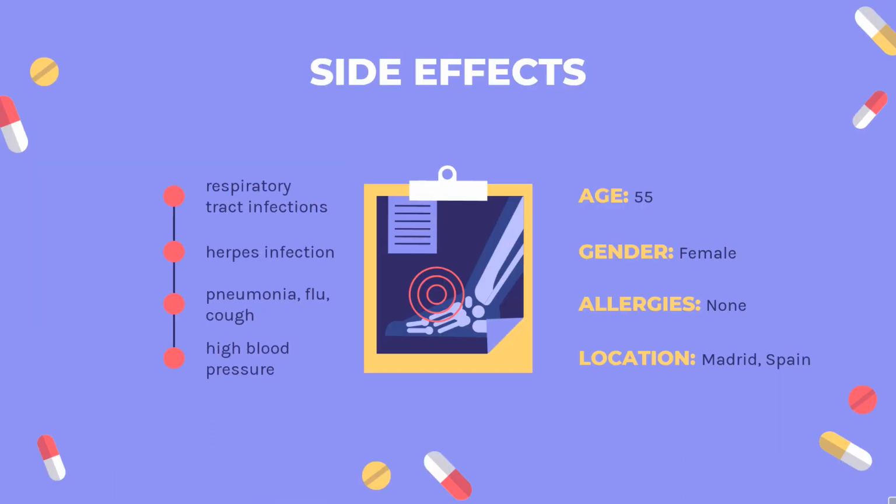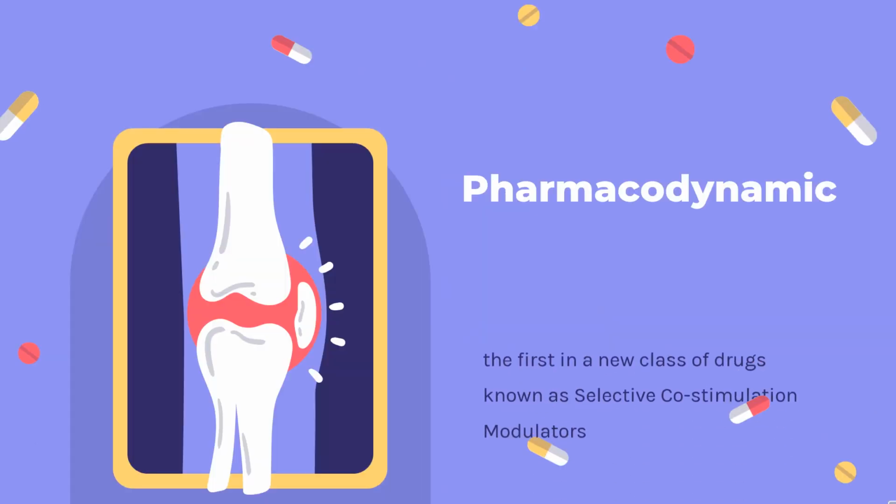Side effects. Very common adverse effects, occurring in more than 10% of people, include upper respiratory tract infections. Common adverse effects, occurring in between 1% and 10% of people, include lower respiratory tract infections, urinary tract infections, herpes infections, pneumonia, flu, cough, high blood pressure, stomach pain, diarrhea, nausea, vomiting, upset stomach, mouth sores, elevated transaminases, rashes, fatigue, weakness, local injection site reactions, and systemic injection reactions.